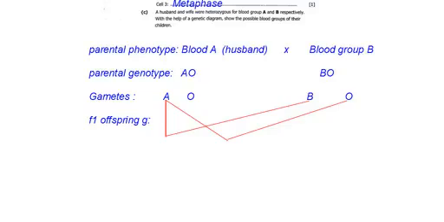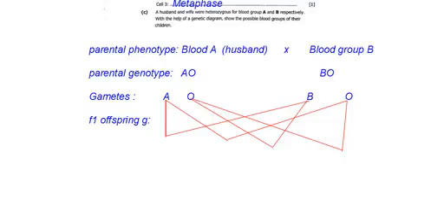Right, then we come here. So we have this one right here. This is going to be crossed with this one. Right, then again this one right here is going to be crossed with this one. Okay.